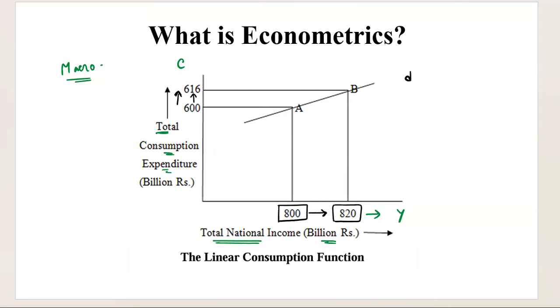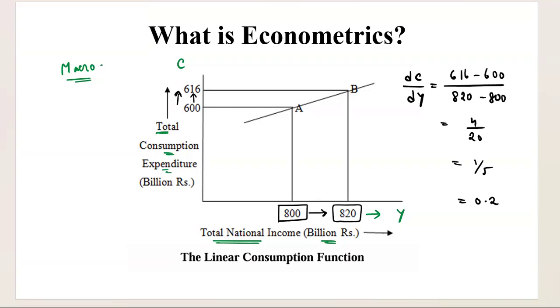So if you find out what will be the MPC, that is dC/dY, what will be the MPC? Change in consumption. In the numerator, you have change in consumption. So change will be this much from the initial. And what is the change in income? 820 minus 800. So if you calculate, here you have 4, here you have 20. So 1 by 5, which is 0.2. So which basically satisfies our assumption that it is less than 1.